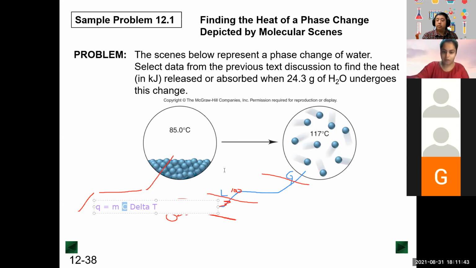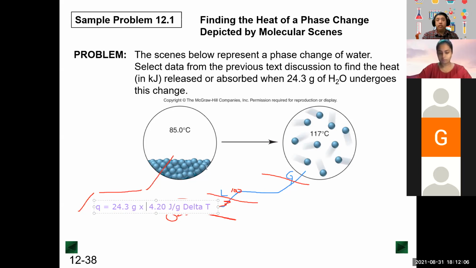What are our units? Give me the numbers. 4.20 joules per gram degree Celsius. Yep, 4.20 or 4.8, depending on what you want to write, joules per gram. So you always want to write these units in, okay? You don't want to leave those units out. What is our M? 24.3 grams, okay? So we're just writing these things in.